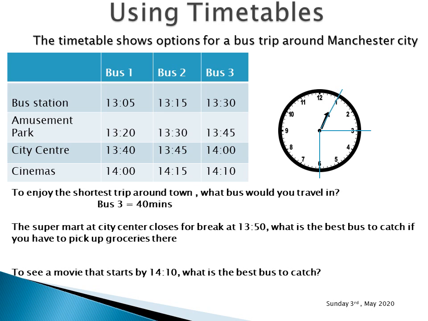So let's see which one of the times the bus will get there before 13:50. Bus 1 will get there at 13:40. Bus 2 will get there at 13:45, and bus 3 will get there at 14:40. Now the best option here, we have two options, 13:40 and 13:45. That's bus 1 and 2.